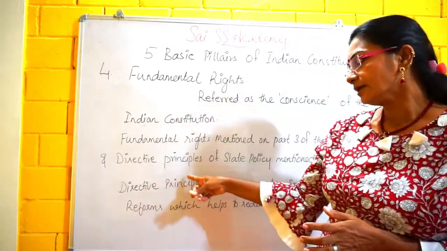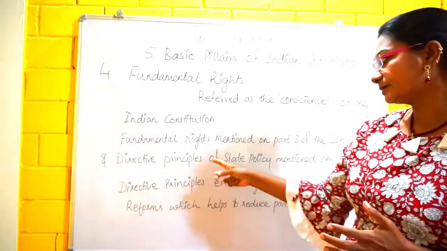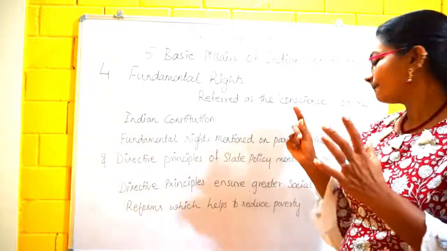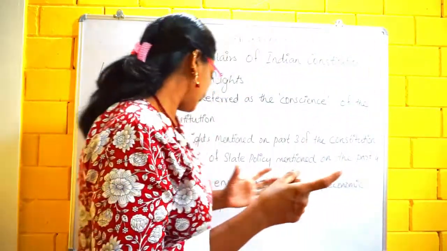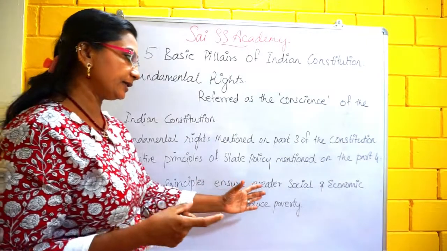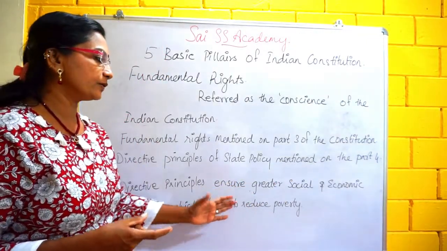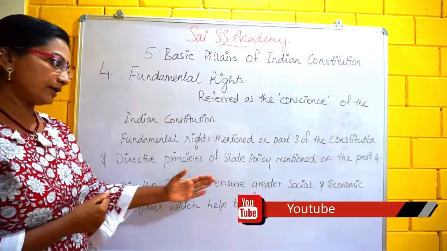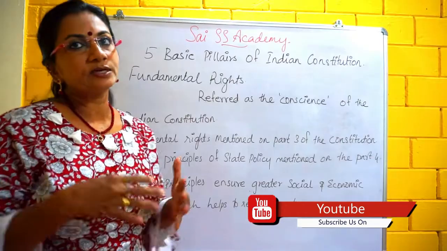Next, directive principles. What are directive principles? I said that directive principles of state policy are mentioned in Part 4 of the constitution. Directive principles ensure greater social and economic reforms which help to reduce poverty. Got it? It ensures greater social and economic reforms which help to reduce poverty.